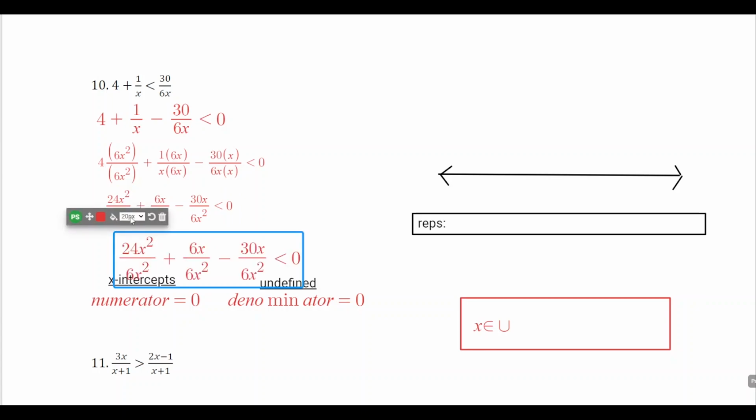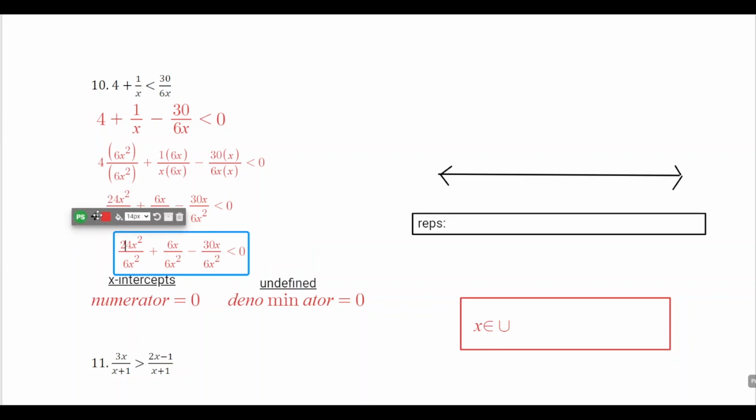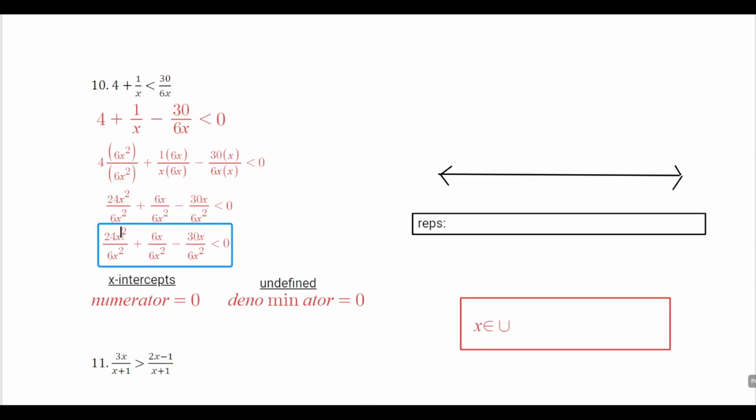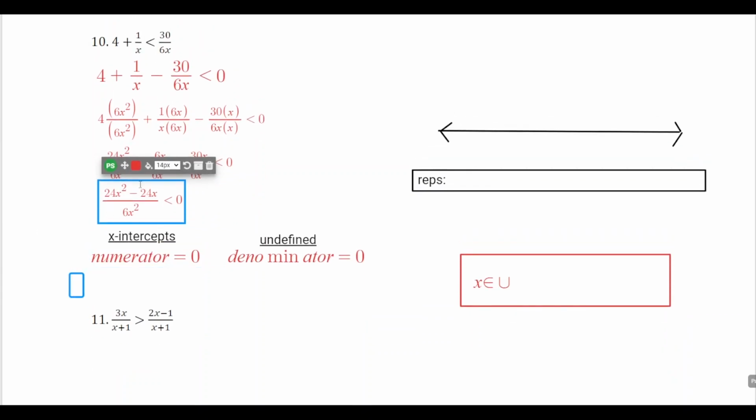So we've got 24x squared. No other square terms for the numerator, so that'll just stay the way it is. Then I've got plus 6x minus 30x, so that'll be minus 24x. Oh, look, this is going to work out real nicely, over 6x squared. Okay, so now we can find our x-intercepts and the places that make it undefined.